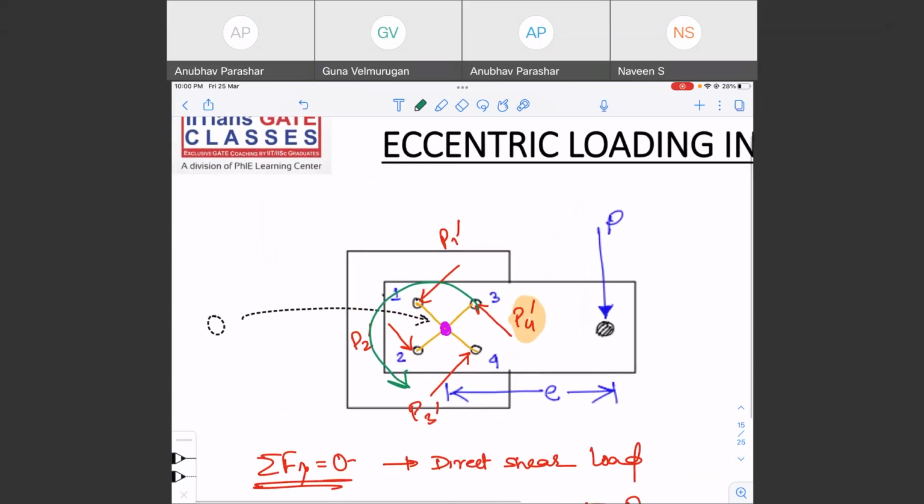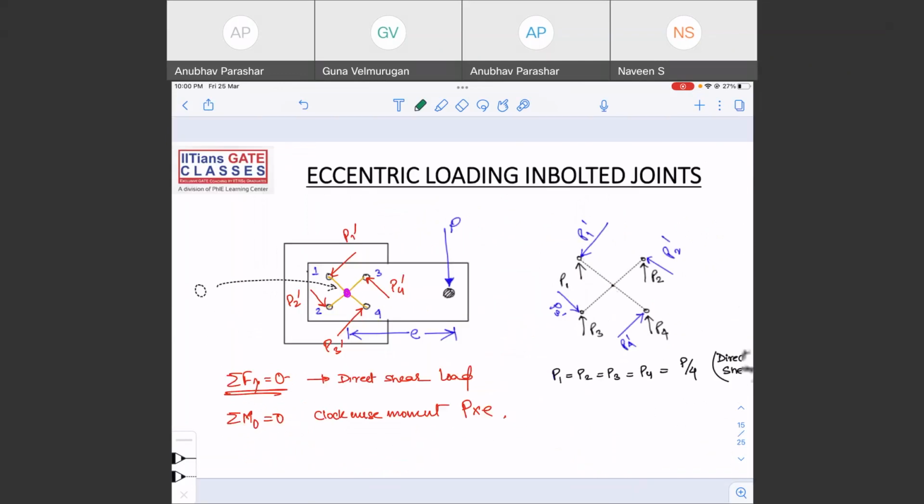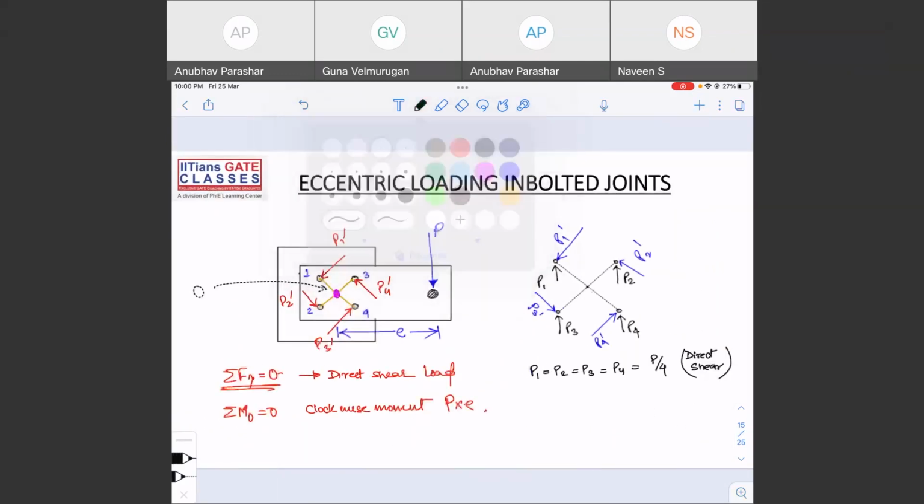Can you see that the P4 dash is setting up an anti-clockwise moment? Similarly, all the forces will set up anti-clockwise moment. So ultimately, what will it become? It will become like this, right?